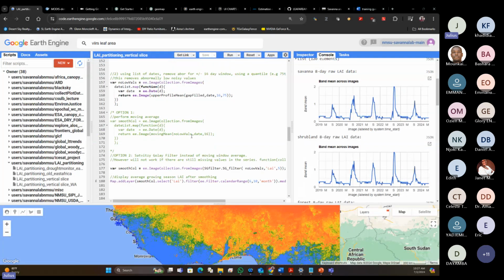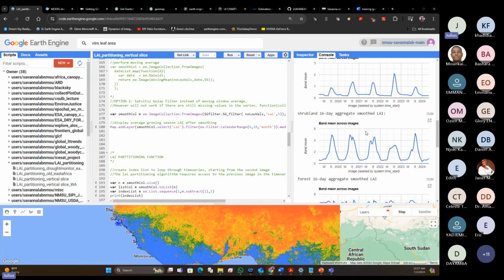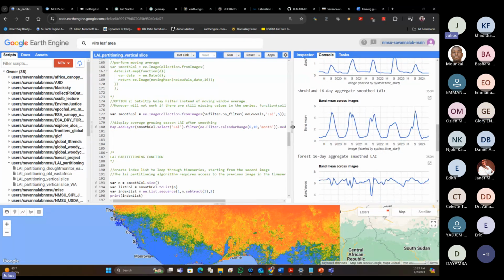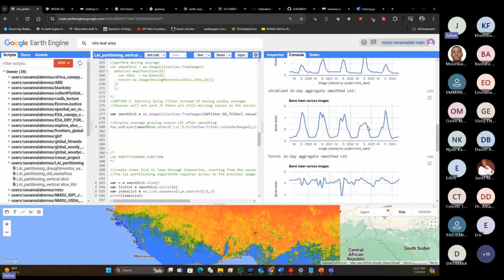So we apply all those smoothing functions, and then this is what we have. So you can now see the difference. It's still not perfect, but you can see how much we've improved from the raw MODIS data to now that is relatively small. So you can still see this drop here.